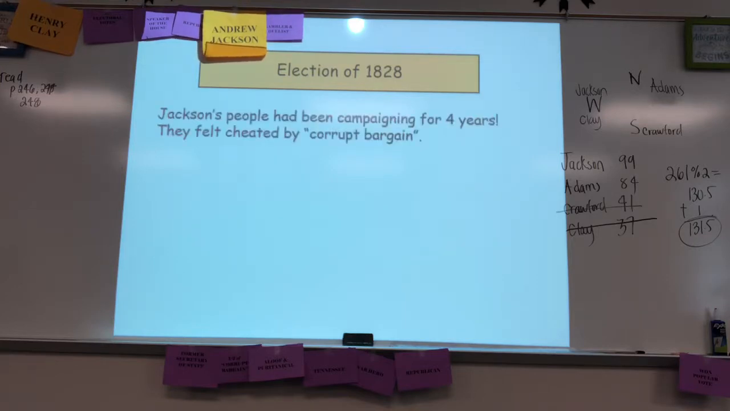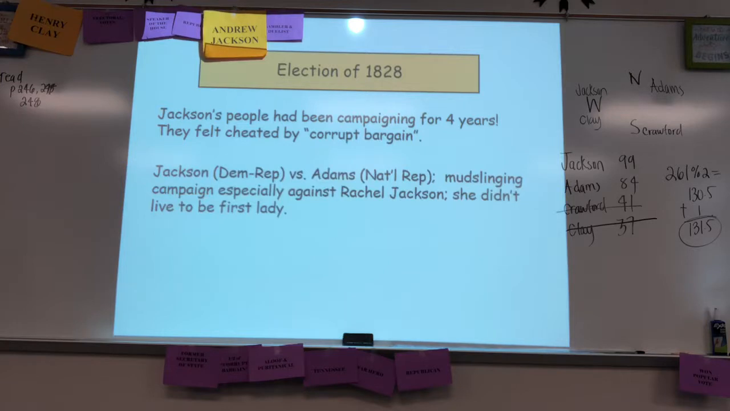Yes. And we're going to see Jackson has been campaigning for 4 years, saying that he's been cheated by the corrupt bargain. In the corrupt bargain, who got the presidency? Adams, who got the Secretary of State. And he says these people have cheated. We now have parties. And what we're going to see, I'll talk about 10 and 11 in a second, is that it's going to change at this time, politics. Politics is going to be about mudslinging.